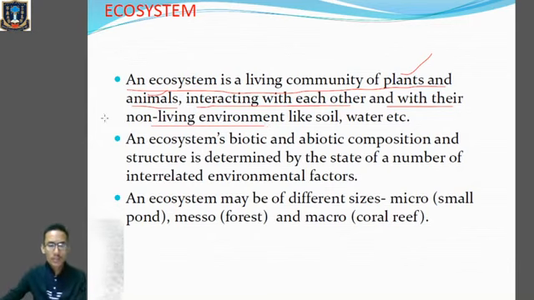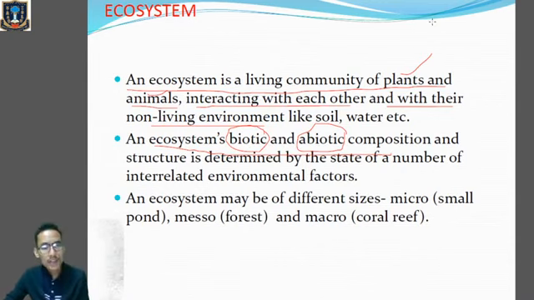All right. An ecosystem has biotic and abiotic components. Biotic means living component and abiotic means non-living component. I'll note it down: biotic means living component and abiotic means non-living component.